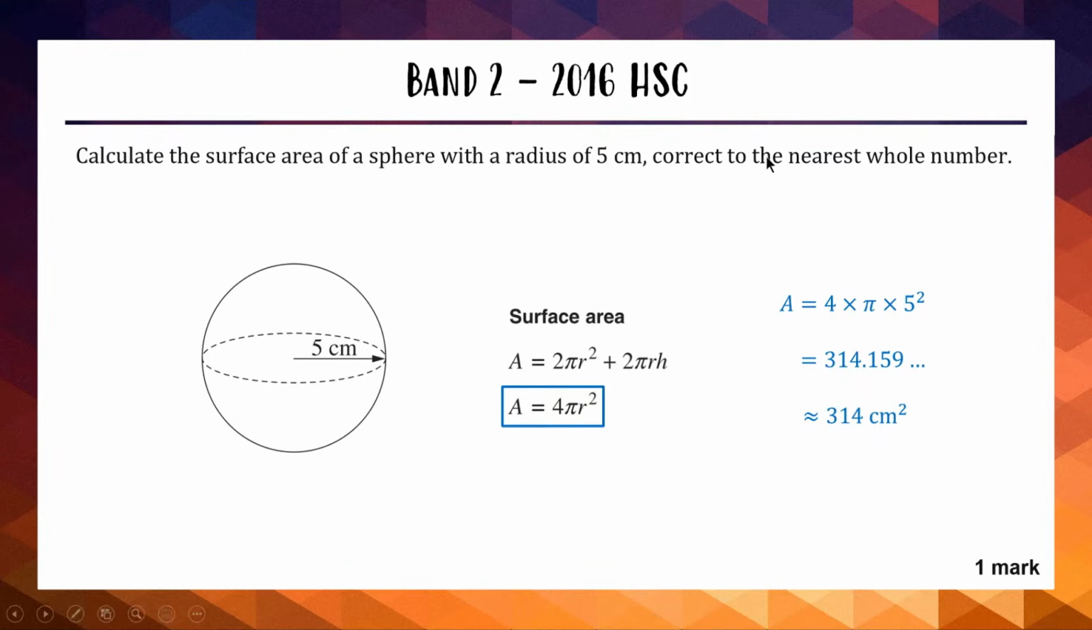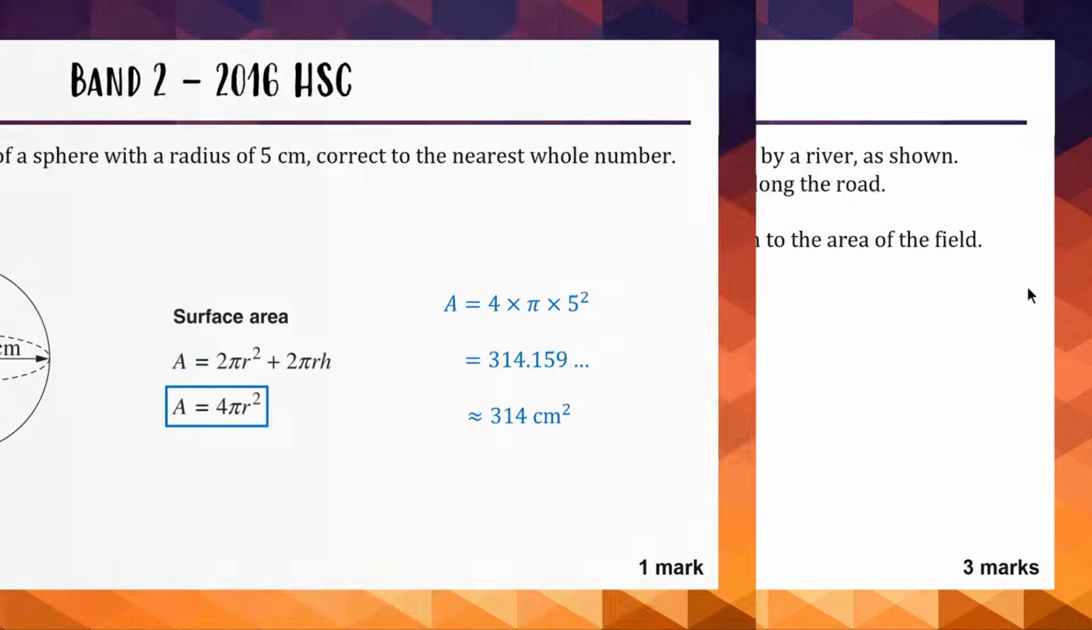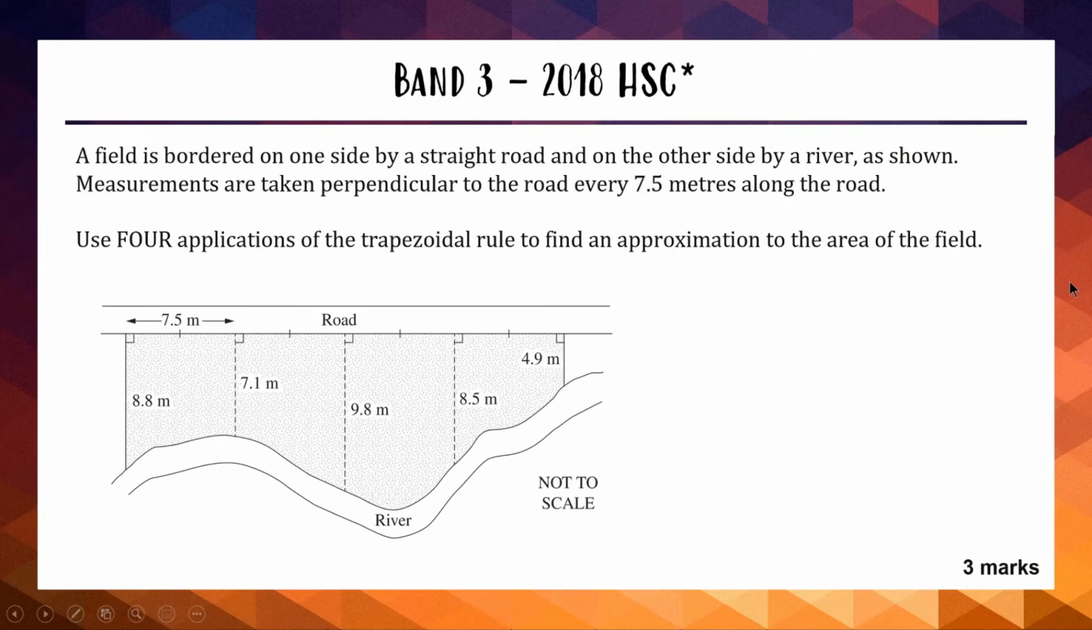All right, that was the easy warm-up stretch. Now let's look at the band 3 question. Students who are getting this question right typically scored 60 or above. This is adapted from the 2018 HSC paper. It's not the exact question because in 2018 in the old syllabus, they didn't use the trapezoidal rule, but it's pretty similar. It's a 3-mark question.